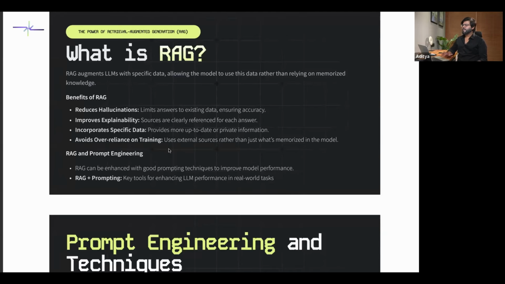Let's take one example. Suppose we have a private manual for a machine. The LLM didn't train on it, so it might hallucinate with that manual. But with RAG, we upload that manual and retrieve paragraphs. The model can then answer how to maintain, let's say, this machine for this activity, and using this manual text, the model can answer.